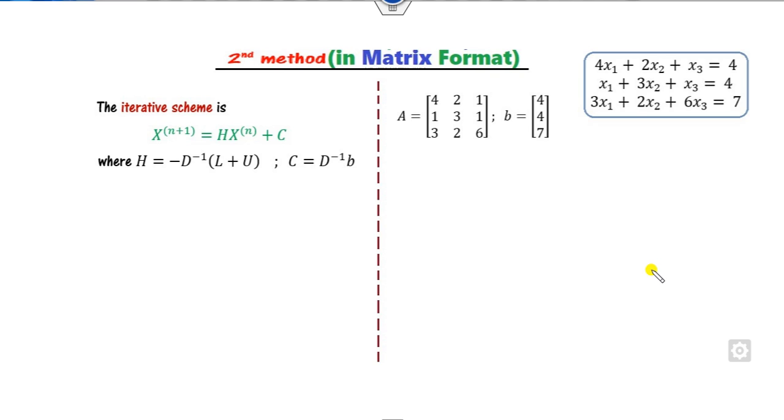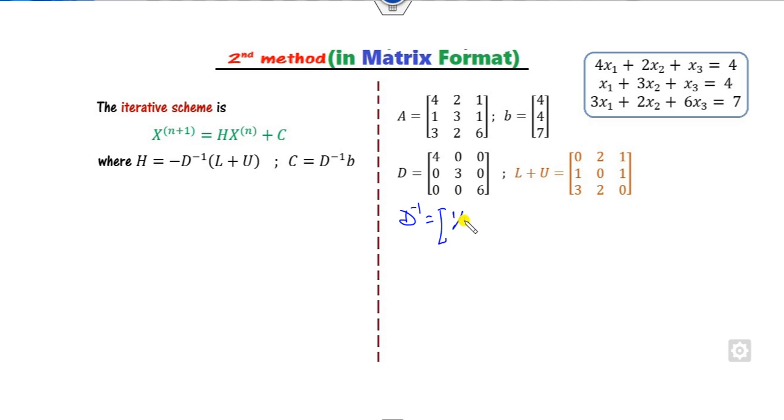We can solve the same question with the help of the matrix method as well. We can find this value. Firstly, D and L plus U are here. What is D inverse? You can simply take the reciprocals: 1 by 4, 1 by 3, 1 by 6. Rest values are 0.